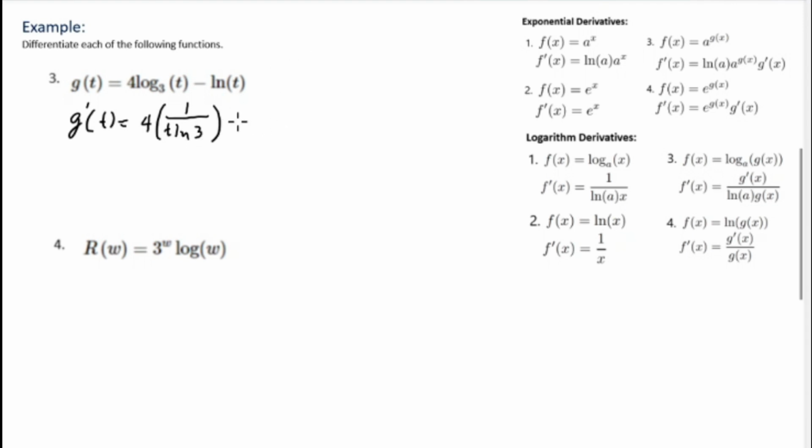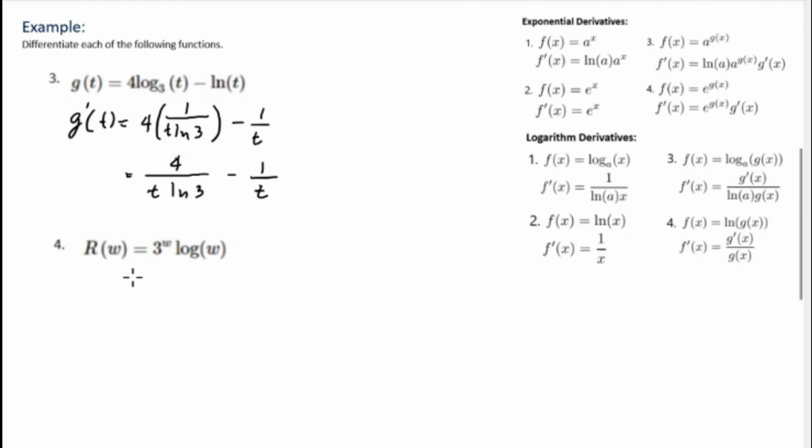And the second term, the derivative of ln of t, based on the logarithm derivatives, ln of x has the derivative 1 over x, or in this case it is 1 over t. Simplify. 4 times 1, or 4, and we divide by t ln of 3 minus 1 over t. And this is the derivative.